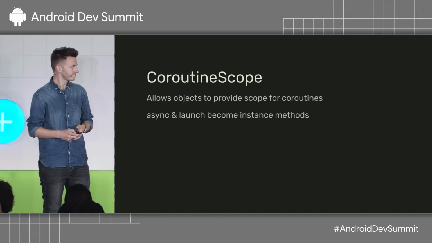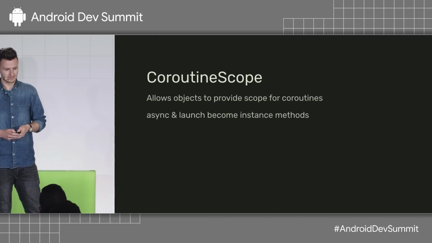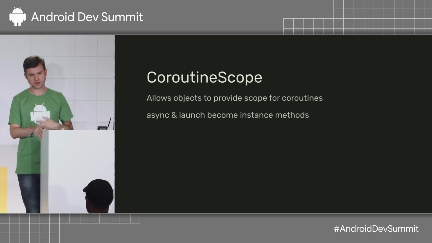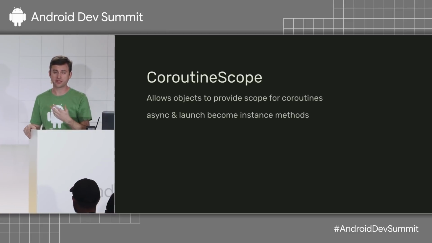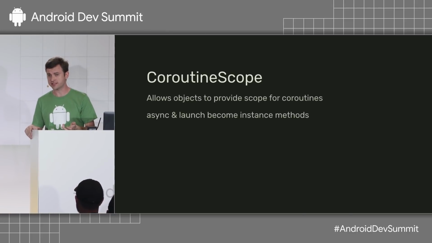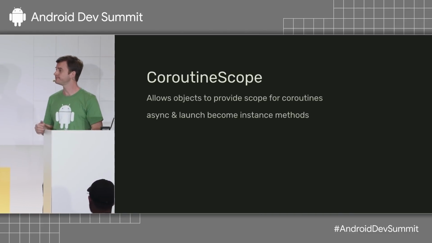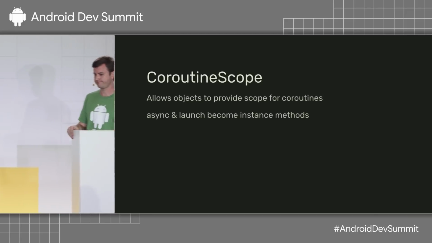If you're used to working with the lifecycle owner in Arch components so far, you know the lifecycle owner has a lifecycle that you can then observe and attach things to. Similarly, a coroutine scope has a coroutine context that carries along everything necessary to know how to launch a coroutine. Some of the stuff we're going to talk about in a bit.